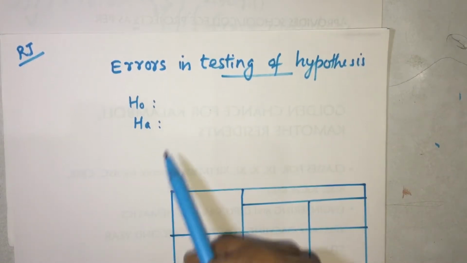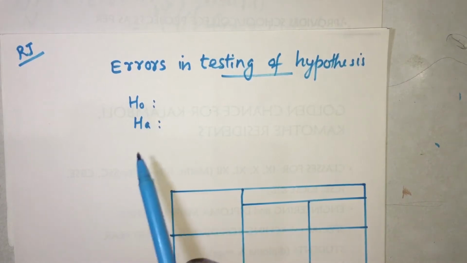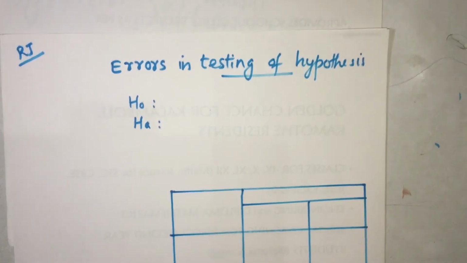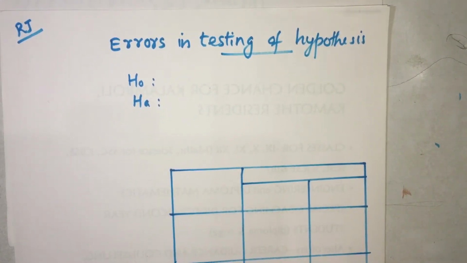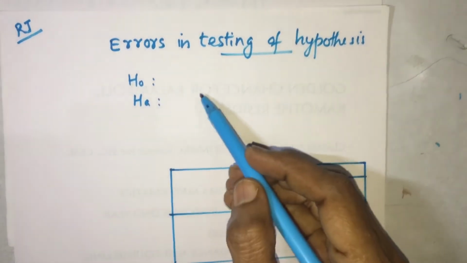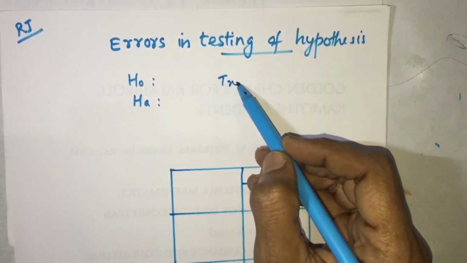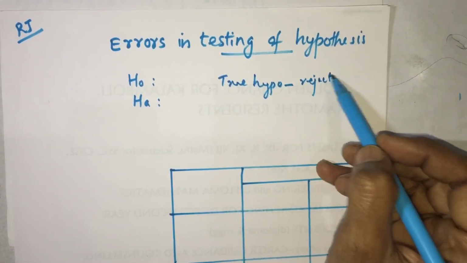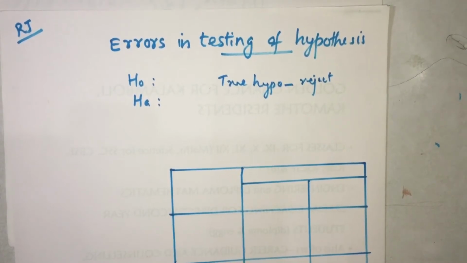We assume a null hypothesis H0, then an alternate hypothesis, which is HA. After finding out a test statistic and after keeping the level of significance, critical region and all, this null hypothesis we may accept or reject. So the mistakes we sometimes make: a true hypothesis may be true and we may reject that one. A true hypothesis may be rejected.